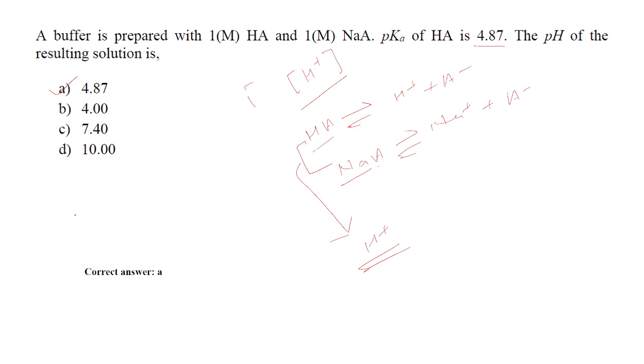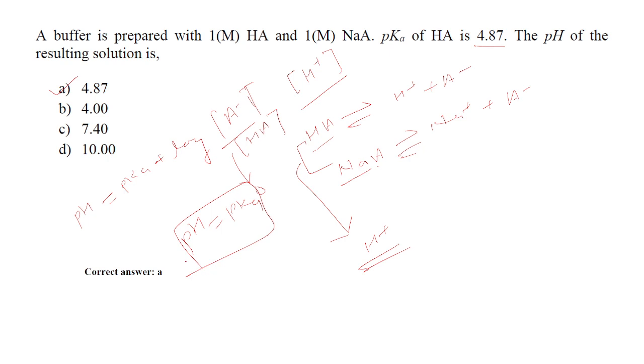Because pH is equal to pKa plus log of the concentration of A minus divided by the concentration of HA. So if this value is 1, the log will be 0, and pH will be pKa. So then the pH of the solution will be 4.87.